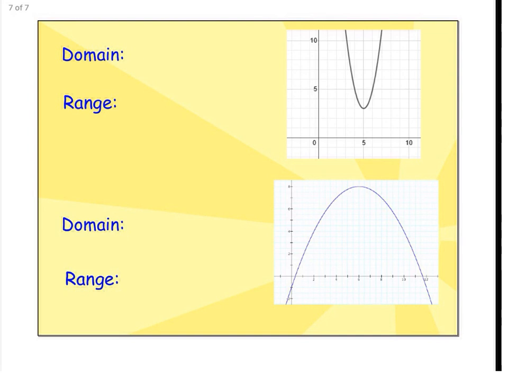Just plain graphs, so my domain is going to be all real numbers. I'm going to do ARN. If I look at my range, I can see I have a minimum here at y is equal to 3. So any other point on that parabola is going to be greater than 3 for my y. Like points up here, here, here. The y values of any points are going to be greater than 3. So range is y is greater than or equal to 3. Let's look at our next one.